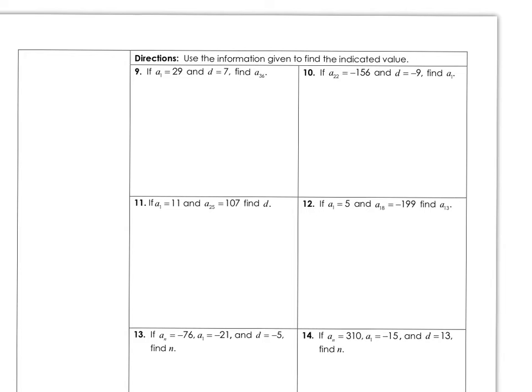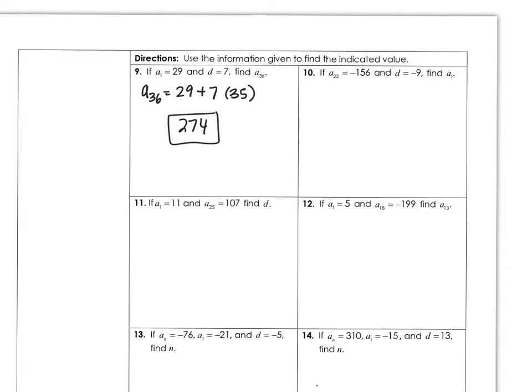All right, so now on these, we are going to use what we know about arithmetic sequences to figure out the missing parts. So notice on the first one, they're saying that a sub 1 is 29, the difference is 7, and we want the 36th term. So that means to get to the 36th term, we take the first term and we add 7 35 times. And then after that, it's just a matter of plugging in the formula. So that would be plugging in our calculator, and I believe you get 274.